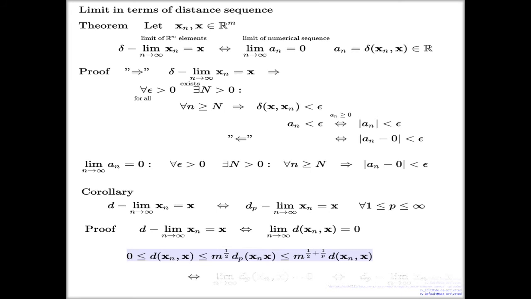And now I can use the sandwich principle because my number is squeezed between the two vanishing sequences with some factors, but the factors are independent. It's just a constant. And that's why I can say that the limit in d of the dp sequence is also 0. But now if I use my theorem again, this equivalence in the reverse direction, then this is equivalent to dp limit of a sequence. And here we go. I started with the assumption that my xn converges in the Euclidean metric, and I concluded that the xn converges also in the p metric.